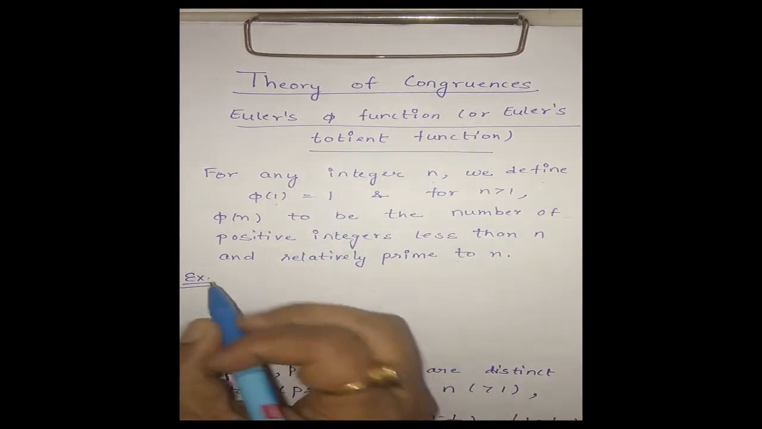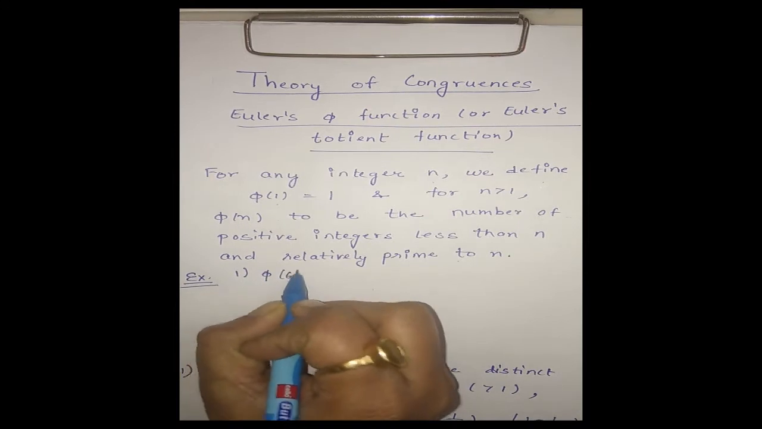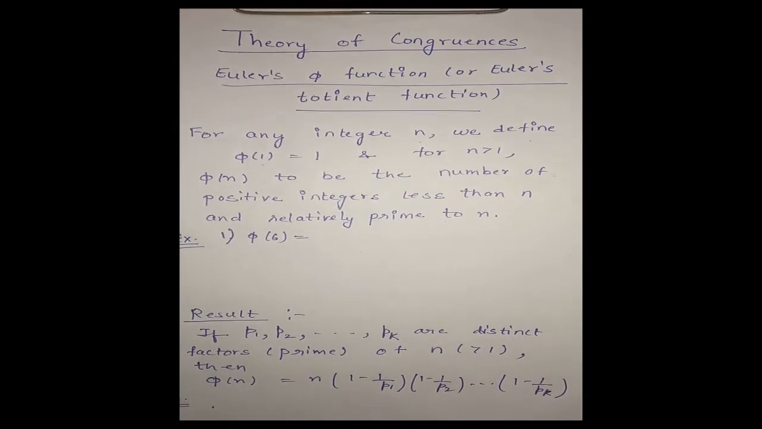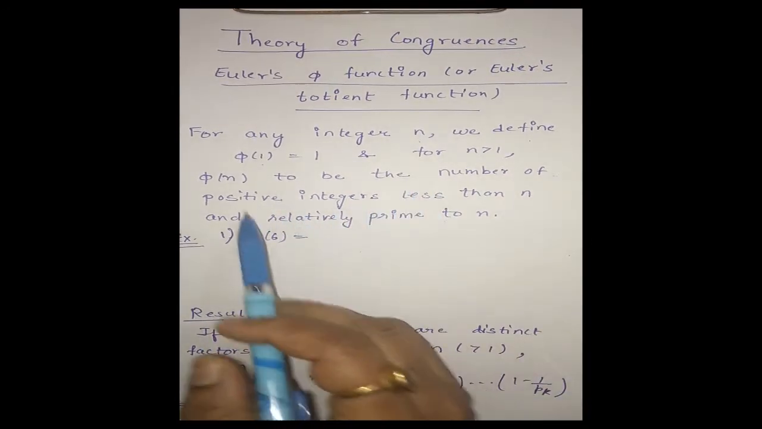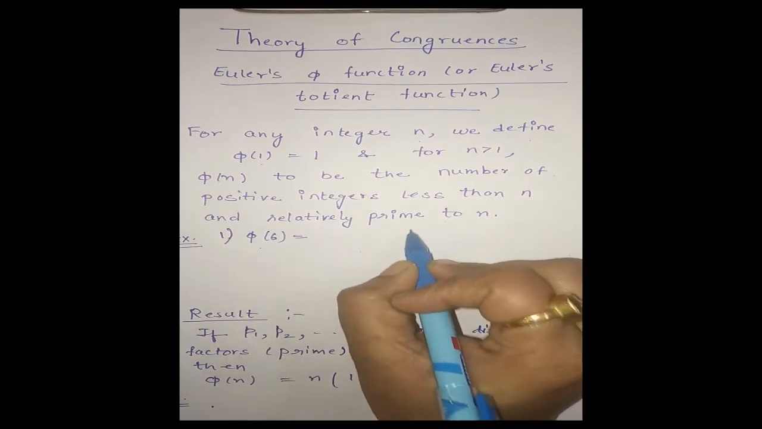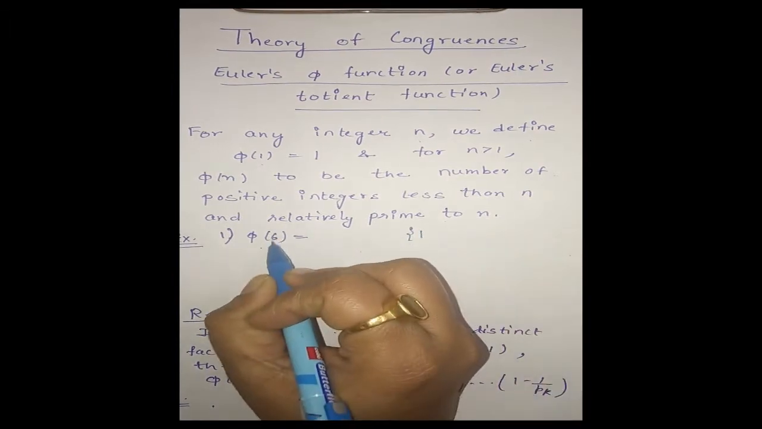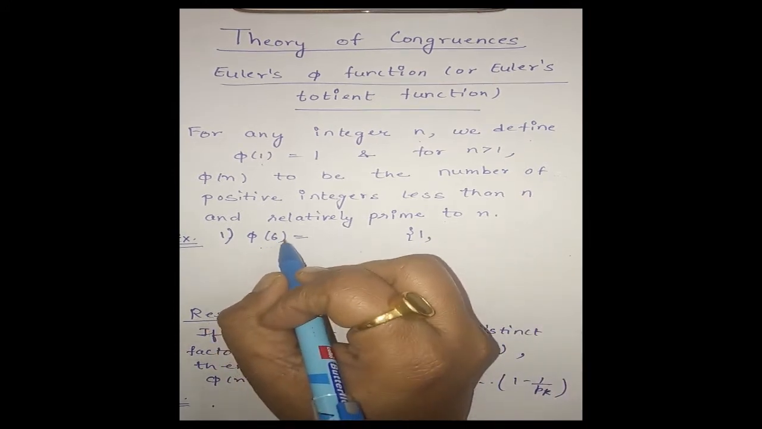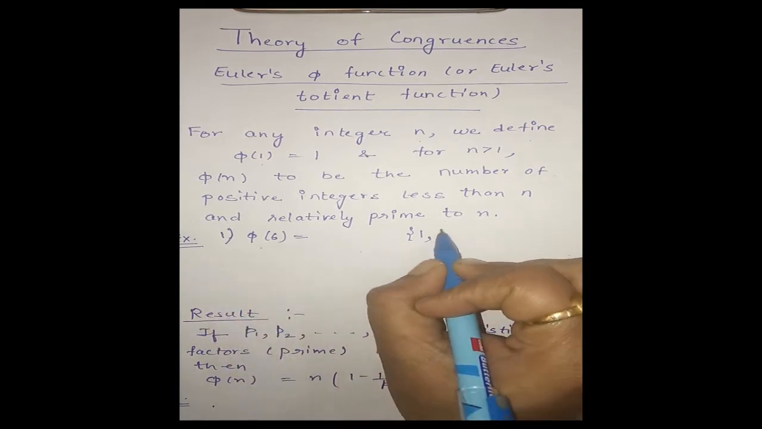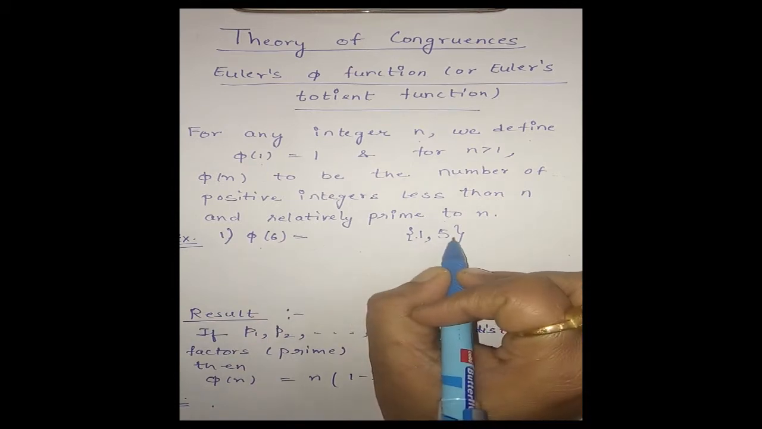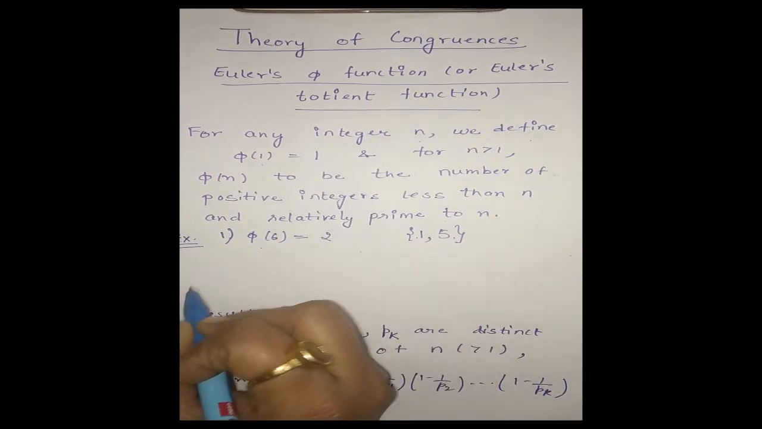This is how we define the Euler phi function. For example, if n is 6, we have to find phi of 6. Now, 6 is more than 1, so phi of 6 is defined as the number of positive integers which are less than 6 and relatively prime to 6. Let us find out. 1 is less than 6 and relatively prime to 6 also. 2 is not. 3 is also not. 4 and 6 not. Then 5. Clearly 5 is also relatively prime to 6. That means 2 in number, therefore phi of 6 is 2.